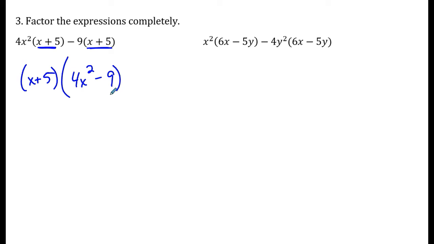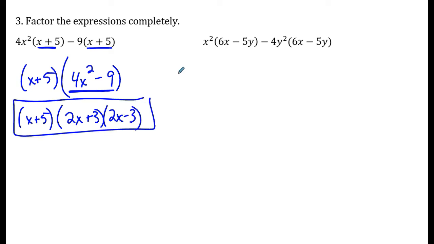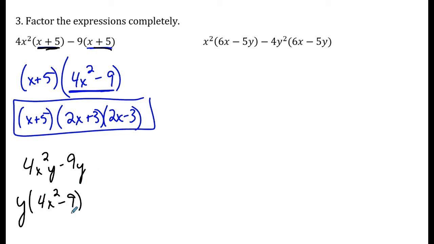That's not done yet because what's sitting in front of us right now? The difference of perfect squares. That's 2x plus 3 and 2x minus 3. So the trickiest part here was recognizing that x plus 5 was your GCF. If I asked you to factor 4x squared y minus 9y, you would say, well, coach, take out a y, which is exactly what we did here, but instead of a y, we had this chunk called x plus 5.